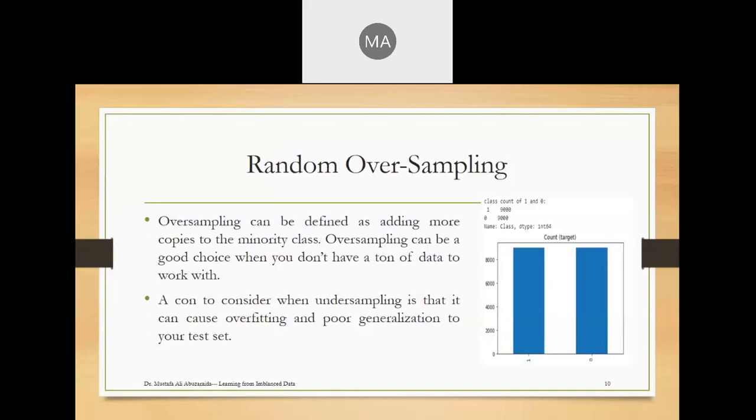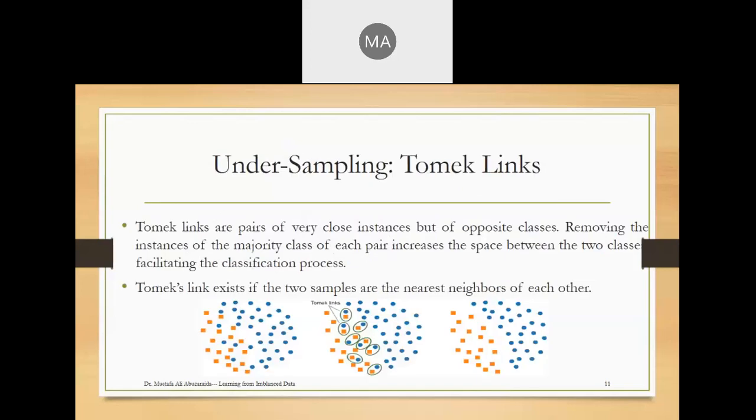The problem to consider with oversampling is that it can cause overfitting and poor generalization to your test set. It's still not accurate. Sometimes we have overfitting because we duplicate some cases, so it's still not a 100% solution to this problem. Now let's move to the second part, the secondary methods.